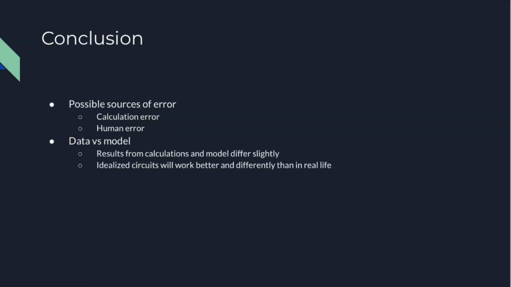Some possible sources of error were calculation error and human error for us. When comparing our data versus the model, the results from calculations and model differ slightly, but they're mostly similar, and idealized circuits will work better and differently than in real life.